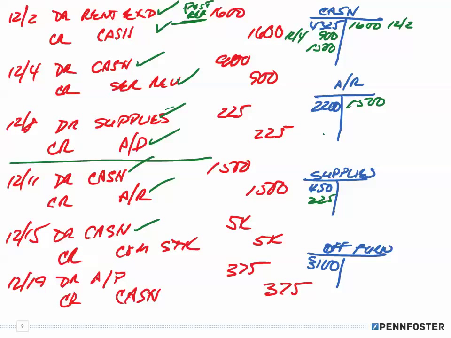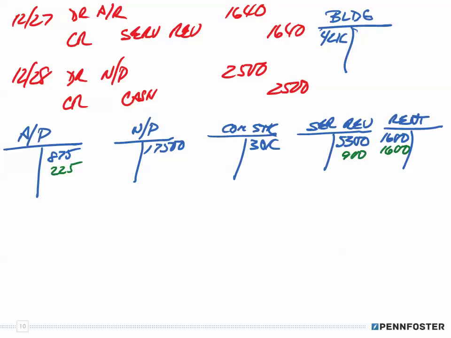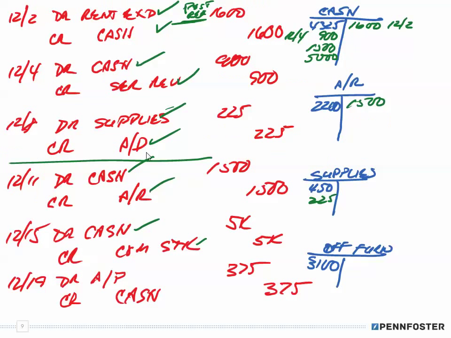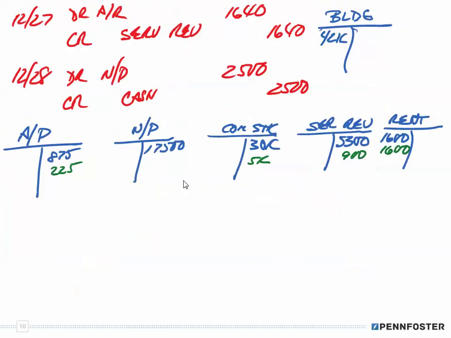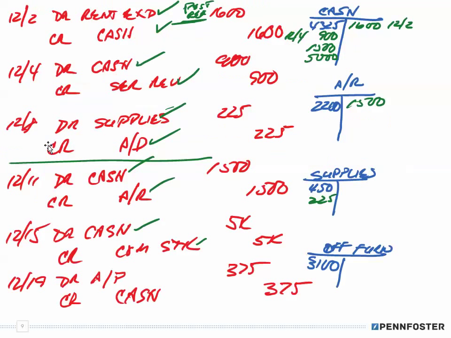I have a debit to cash for $5,000, so I write $5,000 there. And I have a credit to common stock for $5,000, so next screen here. So that's $5,000 for common stock. Accounts payable for $375, so a debit to accounts payable for $375. Debits are on the left, credits are on the right on your T accounts. Credit to cash for $375.